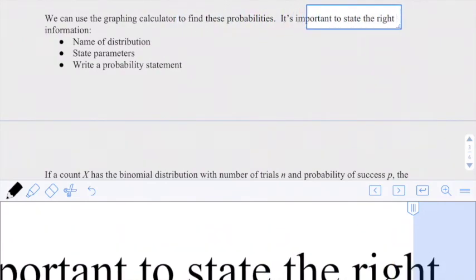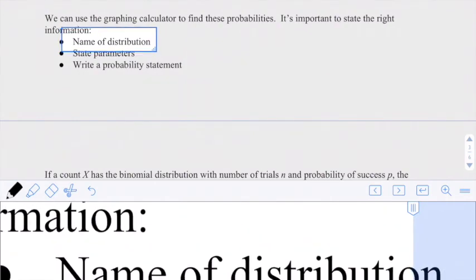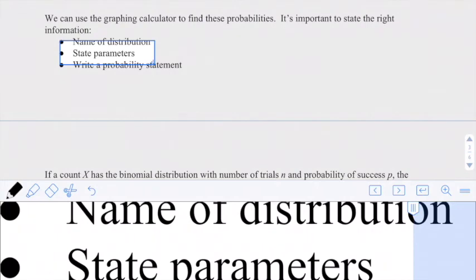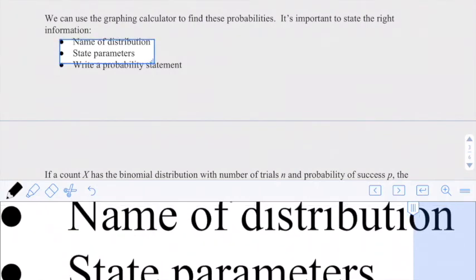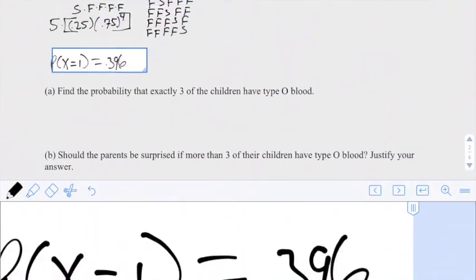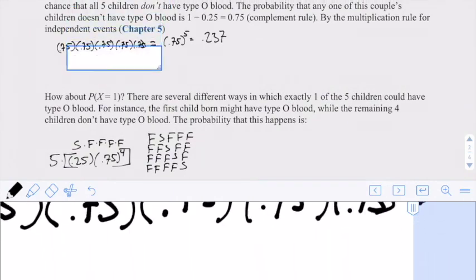It's important to state the right information. We need to state the name of the distribution, which is binomial in this case, the parameters, which are the number of trials and the probability, so n and p. And then we need to write a probability statement like this. So I'm going to go back through and do all of these.